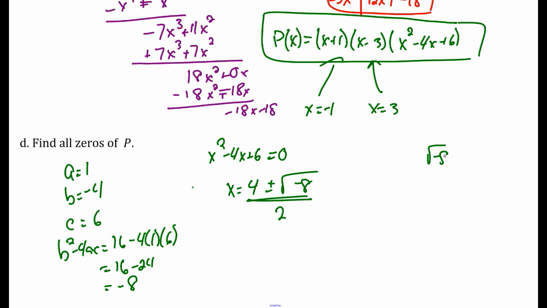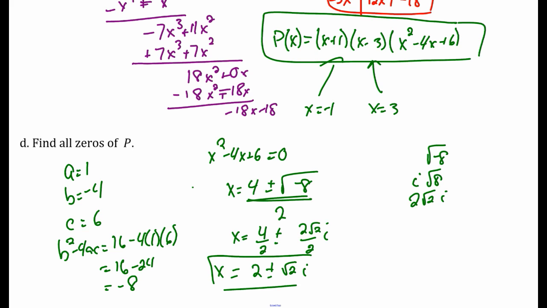Let's deal with that negative radical 8. I hate negatives under my radical because they're not real numbers, so let's take out that factor of i. Radical 8 is 2 radical 2 times i. So x equals 4 over 2 plus or minus 2 radical 2 over 2 i, which gives me x equals 2 plus or minus radical 2 i. Those are my other 2 zeros.